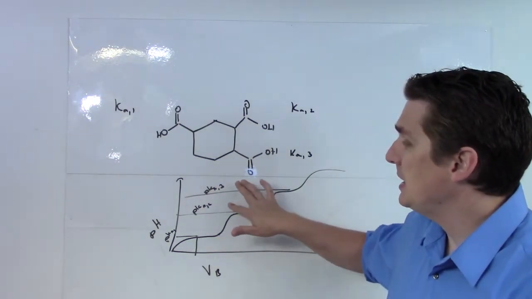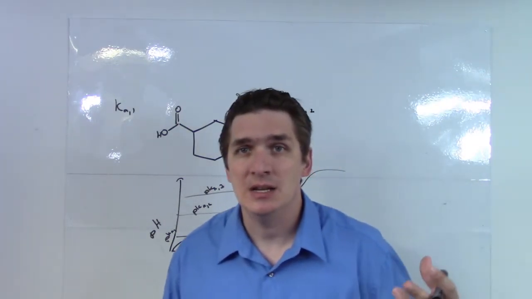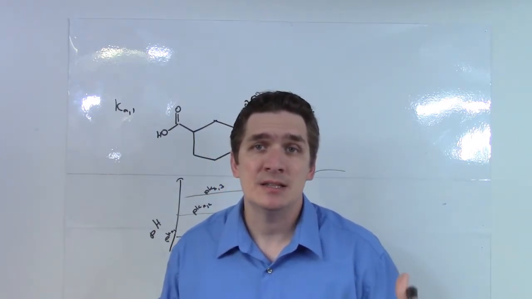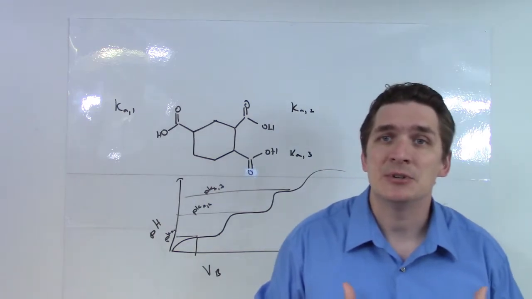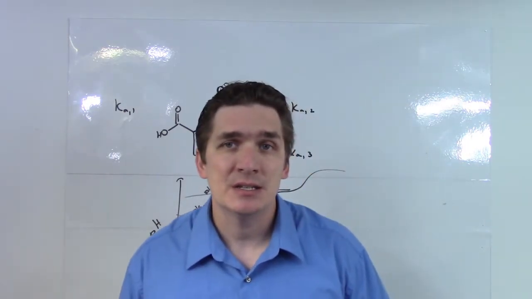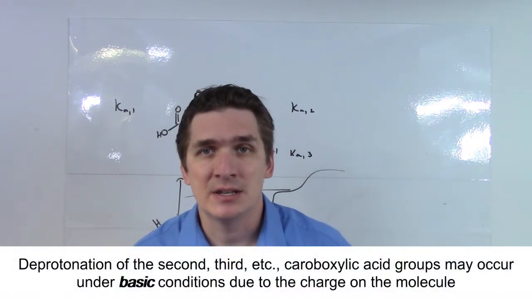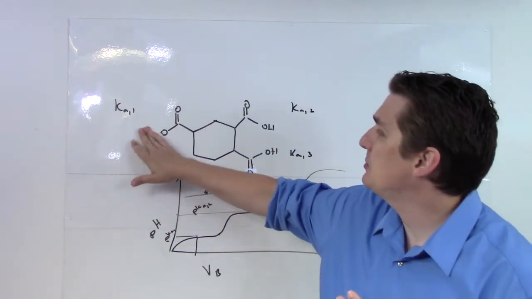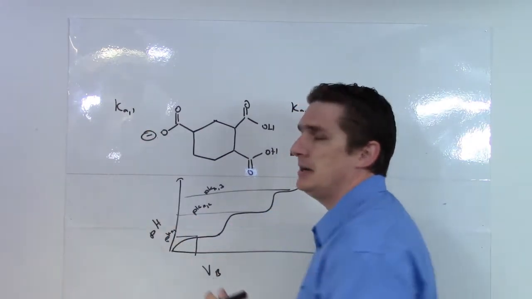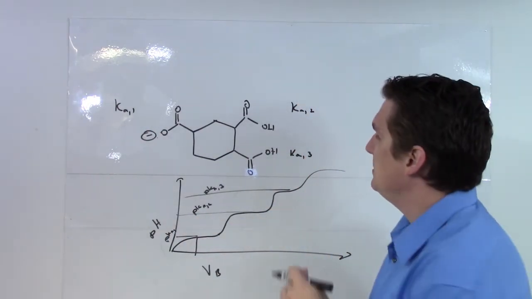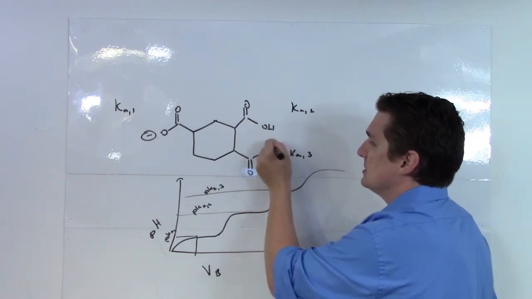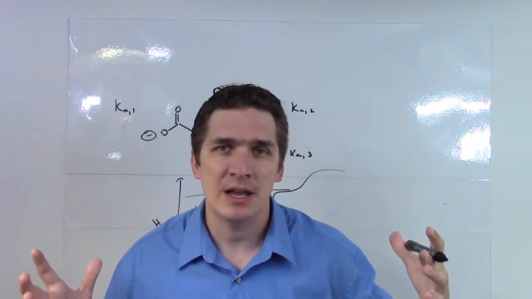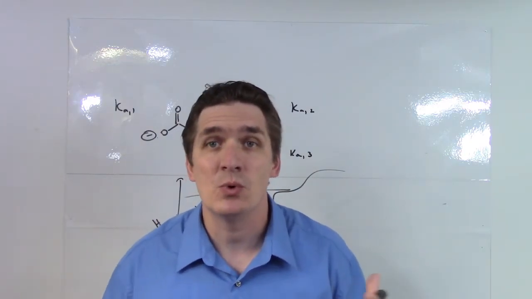Now, a few comments about this. First of all, pKa2 and pKa3 may actually be in basic regimes. Even though these are carboxylic acids, this doesn't mean that the second and third deprotonations necessarily happen in acidic conditions. The reason is that every time we deprotonate a carboxylic acid, we inherently make the molecule more negative. So, if this deprotonates, it now has a negative charge. To deprotonate again, it now has two negative charges.